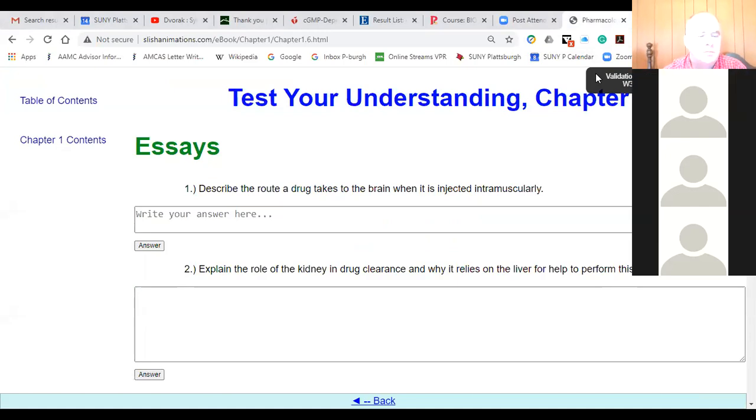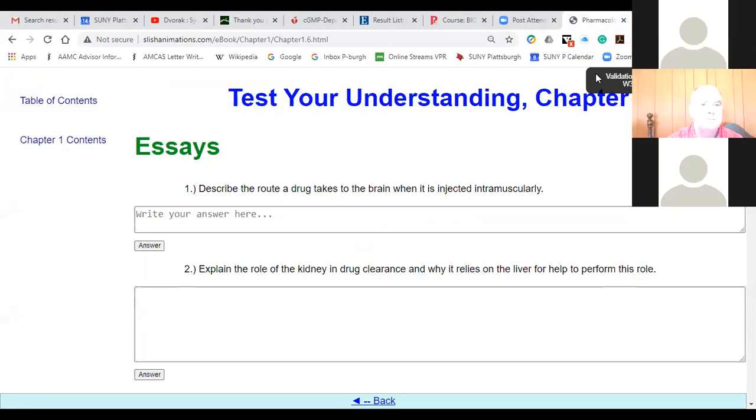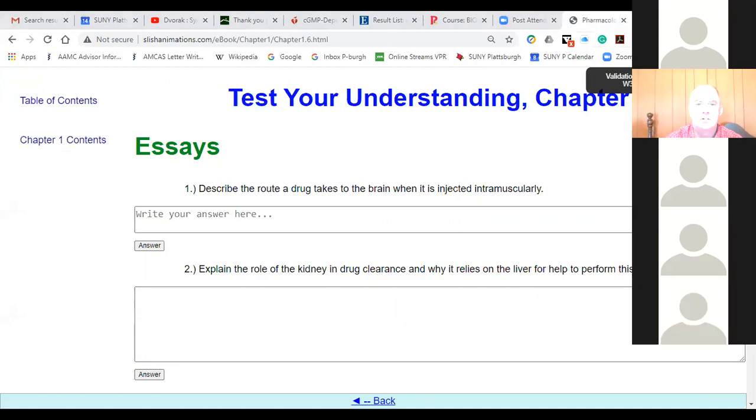For $10, someone answer this question. Describe the route a drug takes to the brain when injected intramuscularly. Someone want to chat that? Oh, we've got chat. Isn't it intramuscular? Yes. If the drug is injected intramuscularly, how does it get to your brain?